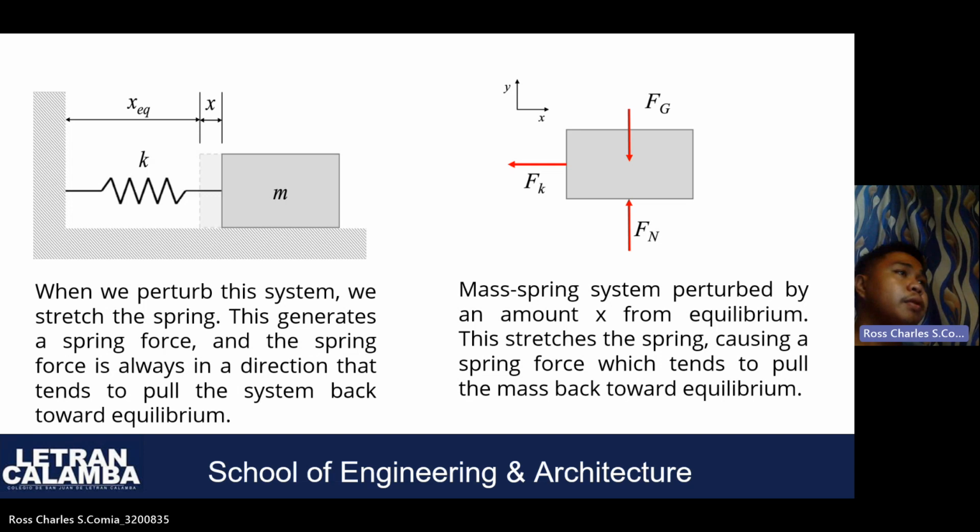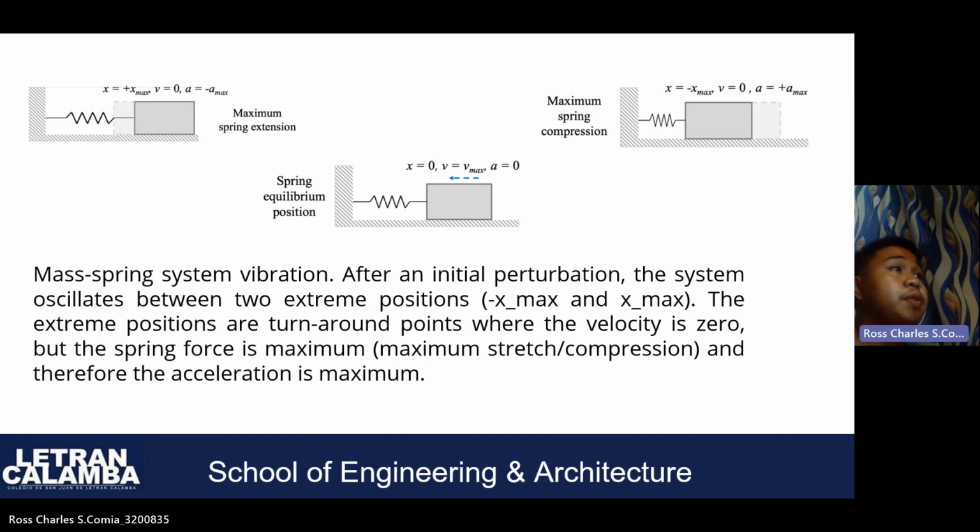Next, when we perturb this system, we stretch the spring. This generates a spring force, and the spring force is always in a direction that tends to pull the system back toward equilibrium. So the mass spring system is perturbed by an amount x from the equilibrium. This stretches the spring, causing a spring force which tends to pull the mass back toward equilibrium. Next is the mass spring vibration. After an initial perturbation, the system oscillates between two extreme positions. The extreme positions are turnaround points where the velocity is zero, but the spring force is maximum, and therefore the acceleration is maximum.